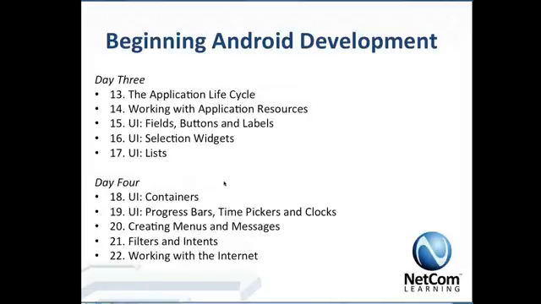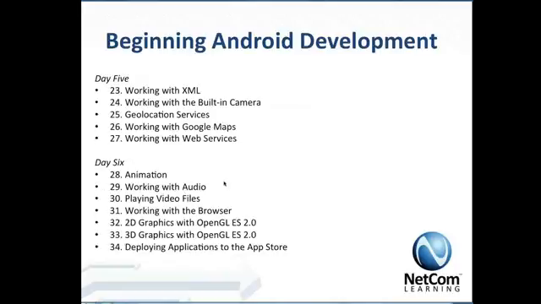We then deal with the Android application lifecycle on day 3, dealing with things like interrupts. What if the phone rings? What if there's a text message? We work with application resources, UI fields, buttons, and labels. And then we deal with selection widgets. All of the different elements that become part of the user interface are dealt with on days 3 and 4, including menus and messaging. Then we get into filters and intents, which allows us to switch between different activities, create applications with multiple activities, and work with the internet.